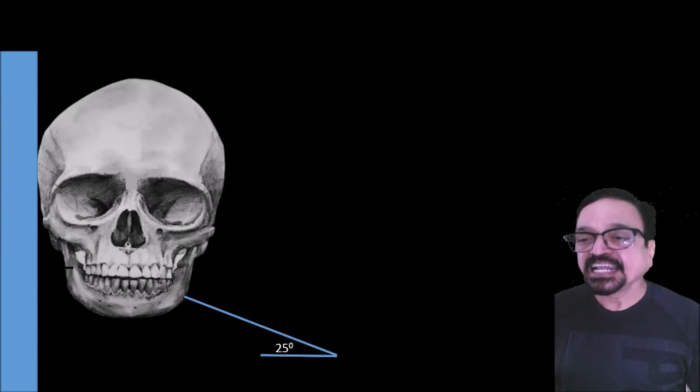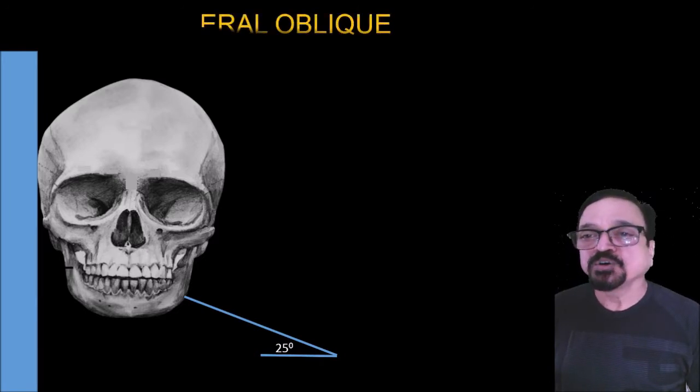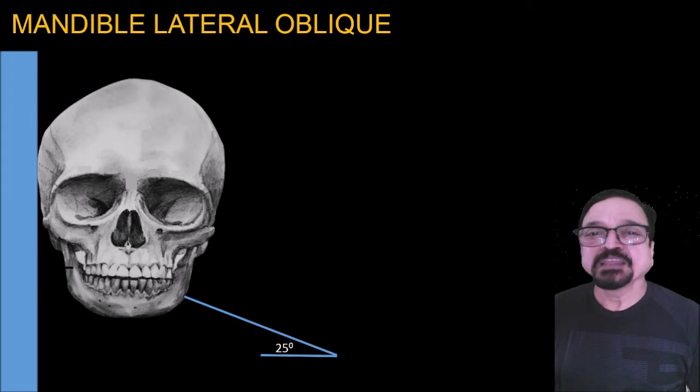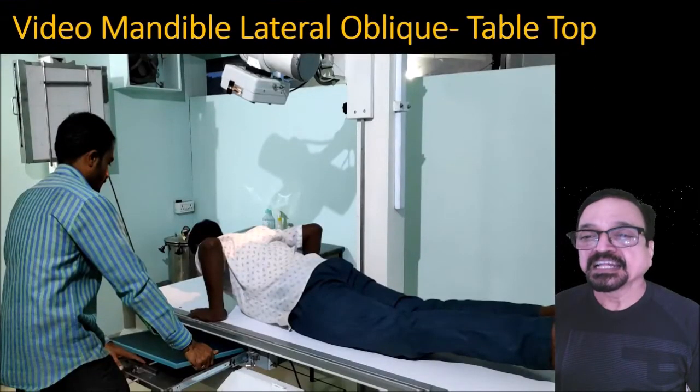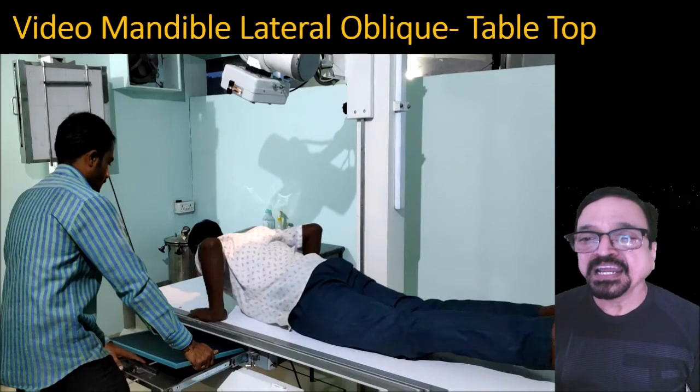The angle is 25 degrees cephalad. This 25 degrees depends on how much the patient allows you, because if we see the position, the shoulder joint needs to be moved properly. Now let us see in the video properly what I was saying.